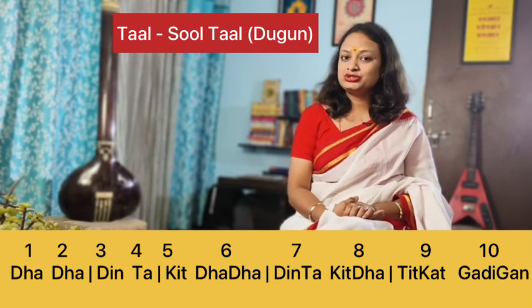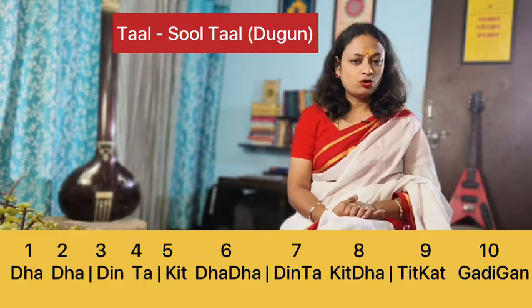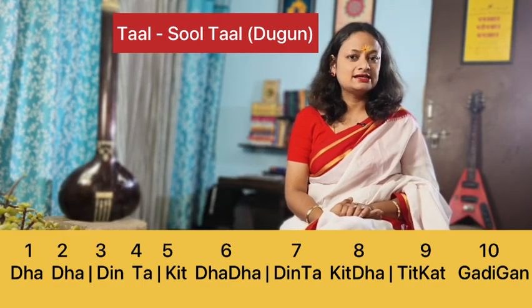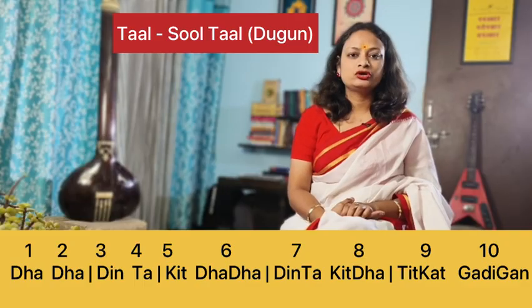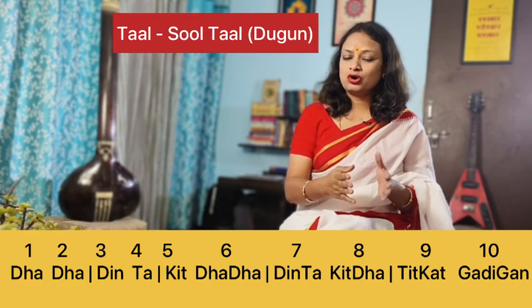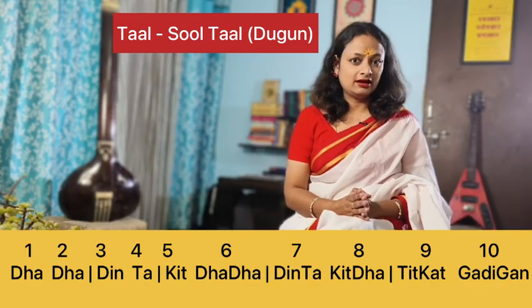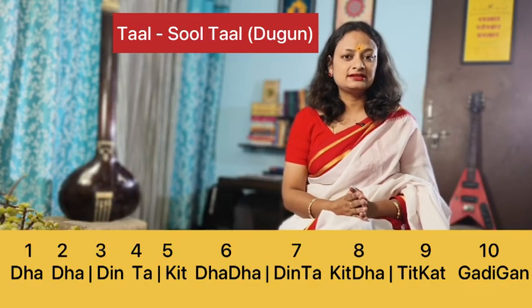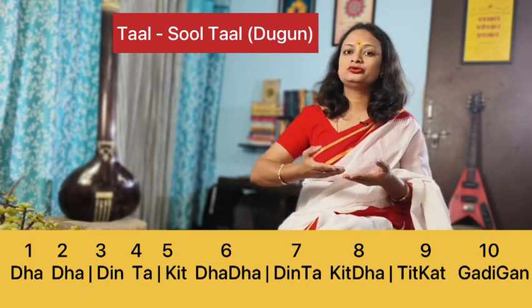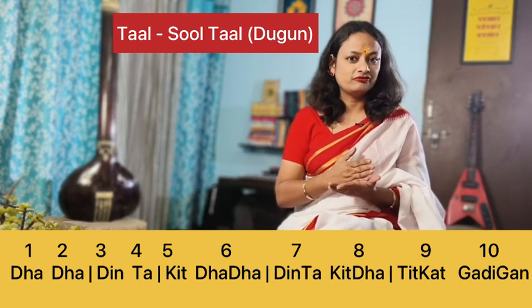Today I will teach you Sool Taal. As you all know, Sool Taal is a 10 matra tal and it has 5 vibhagas of 2 matras each. So when we talk about dugun of any tal, it means we need to present that tal in double speed. Or you can say that we need to cut off the time to half.